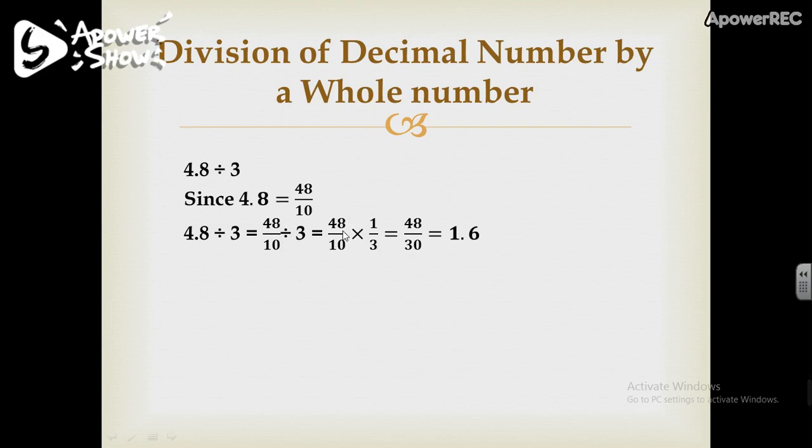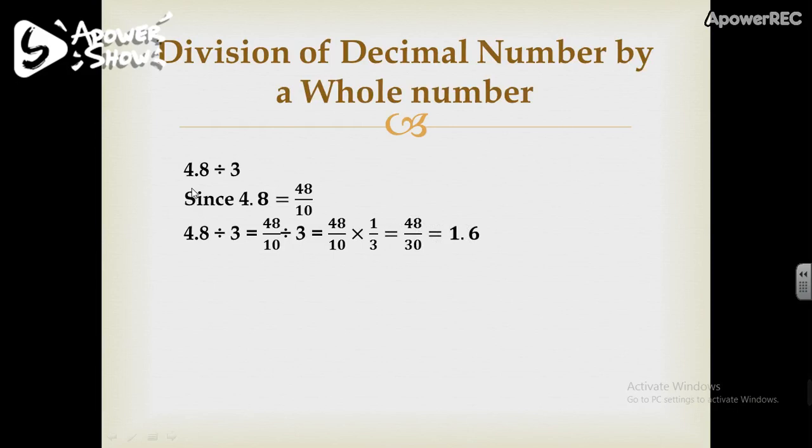So now we are going to multiply 48 by 10 and 1 by 3. So multiply numerator by numerator and denominator by denominator. So 48 multiplied by 1 equals 48 and 10 multiplied by 3 equals 30. So now convert this fraction to a decimal number. So 48 by 30 equals 1.6.